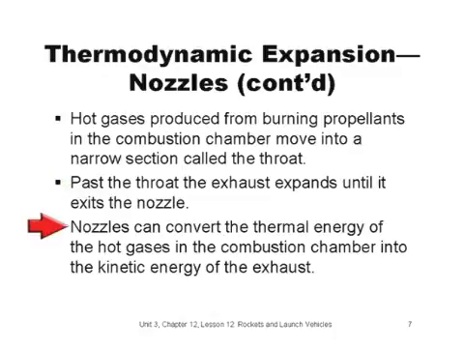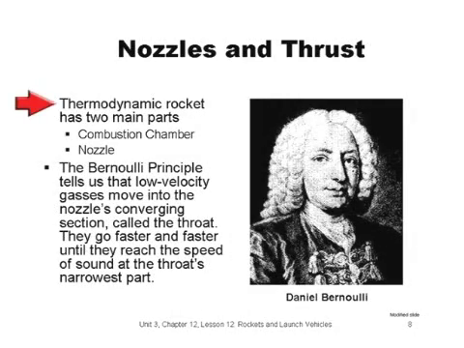Nozzles can convert the thermal energy of the hot gases in the combustion chamber into the kinetic energy of the exhaust, which is exactly what we need to exchange momentum with the rocket and create thrust. A standard thermodynamic rocket has two main parts: a combustion chamber, where energy transfers to a propellant, and the nozzle, where the high-energy combustion products convert to high-velocity exhaust.